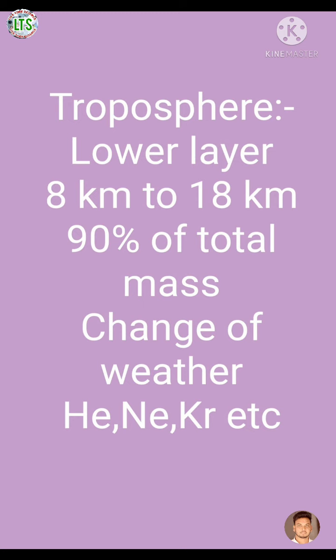First, troposphere. Tropo means turning or change. This atmospheric layer lies closest to the earth and is the lower layer or the basal part of atmosphere. In this layer, man along with all living organisms live. It extends to a height of 8 km near the poles to 18 km near the equator.